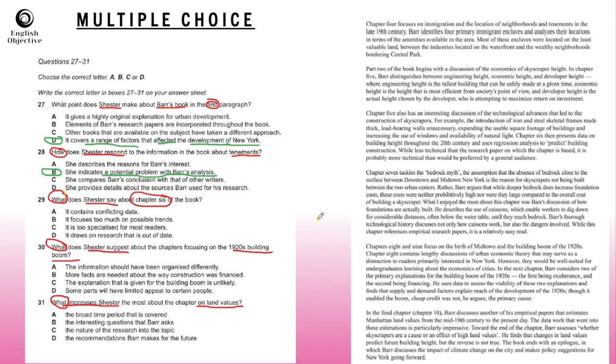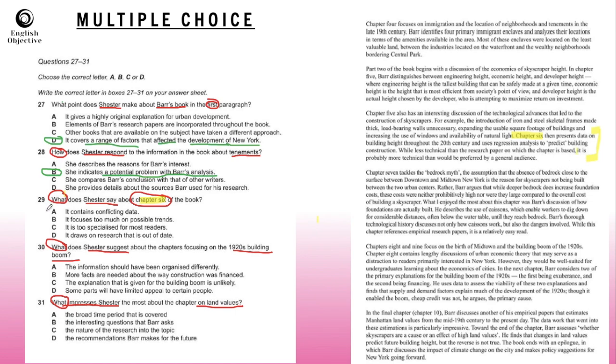So I need to scan for the words chapter 6. So chapter 4, 4, 5. Okay, and now I've got 7. So 6 should be in between. And now I'm going to read from that point to the end very carefully, very slowly. Chapter 6 then presents data on building height throughout the 20th century and uses regression analysis to predict building construction. While less technical than the research paper on which the chapter is based, it is probably more technical than would be preferred by a general audience.